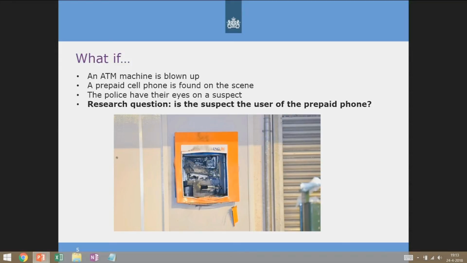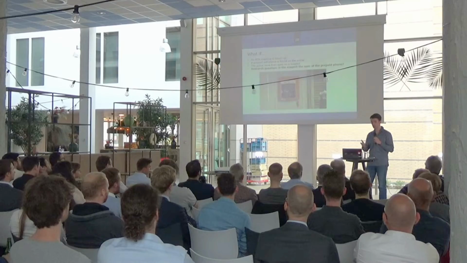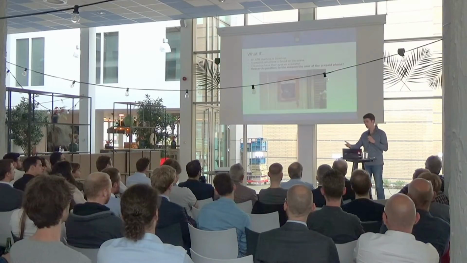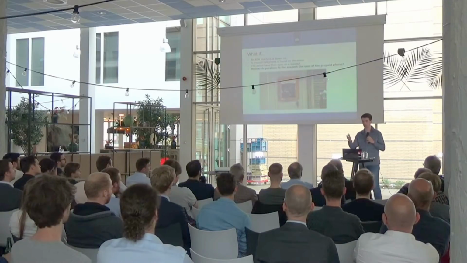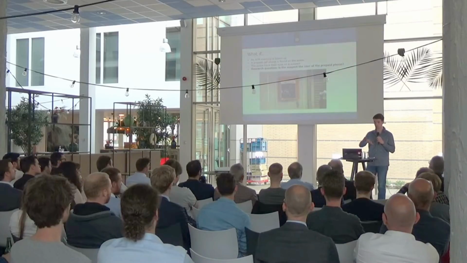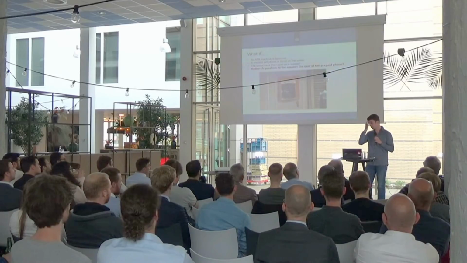So let's say that an ATM machine is blown up, a lot of money is stolen, a prepaid phone is lost in the chaos, it's found by the police. There's also a suspect. There's not a lot of evidence against the suspect, but maybe if we can link the suspect to the prepaid phone that was found on the crime scene, we may be able to convict him. So the research question is: is the suspect the user of the prepaid phone?